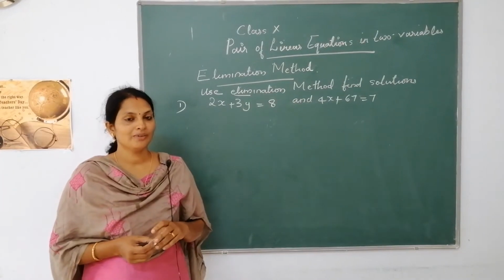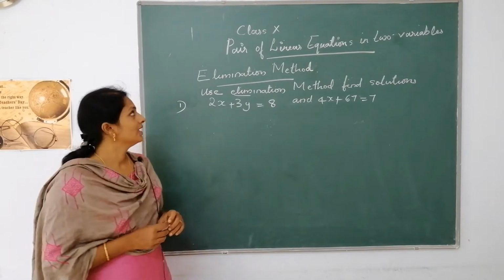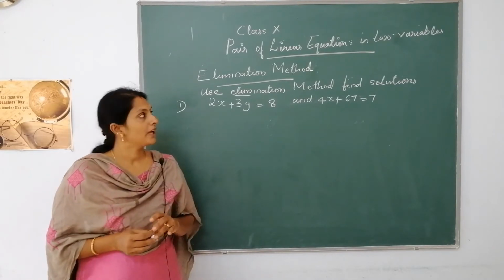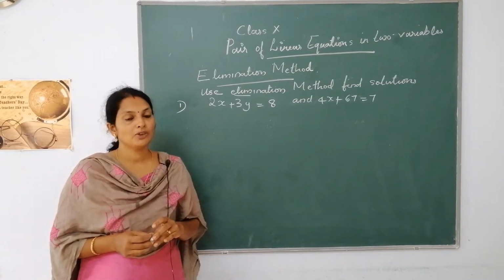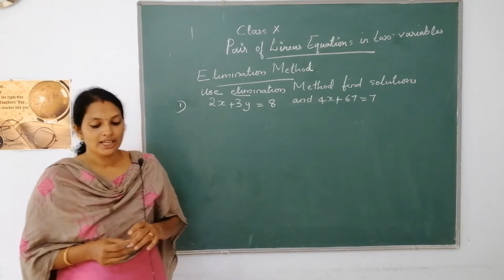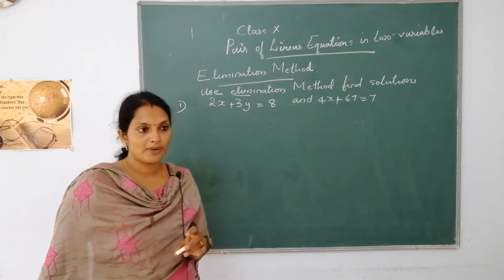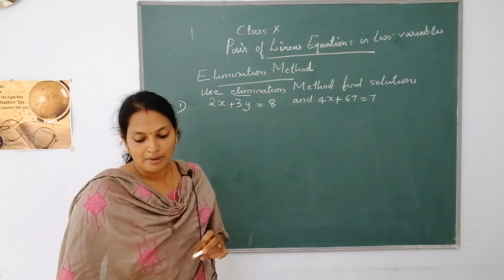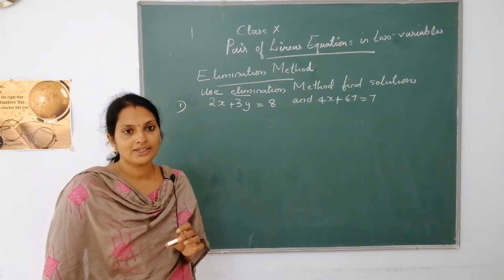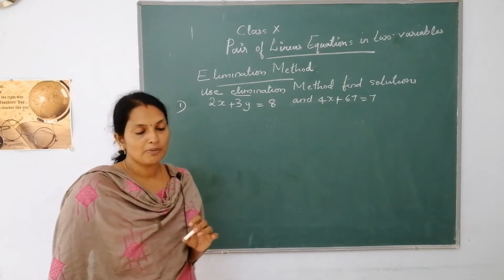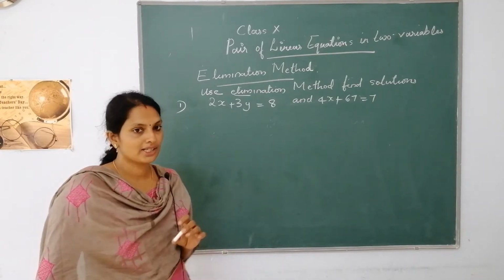Good morning to all. Today we will discuss how to find the solution of a pair of linear equations in two variables using the elimination method. In this method, one variable out of two variables is eliminated by making the coefficient of that variable equal in both the equations.